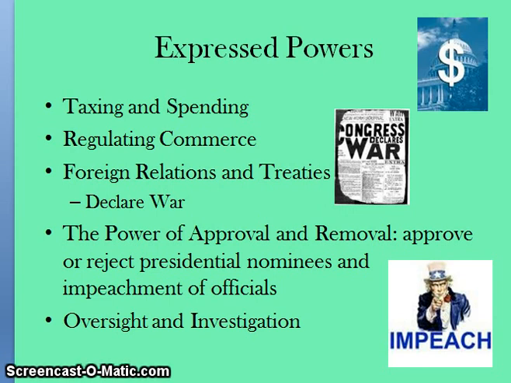They also can regulate commerce. This means trade between both foreign countries and states here within the United States. So interstate commerce and international commerce. They also deal with foreign relations and treaties.